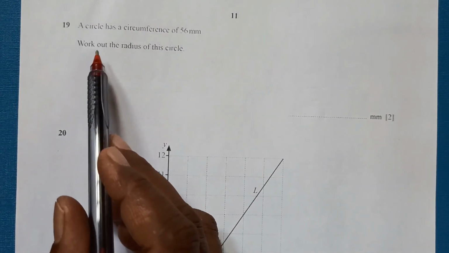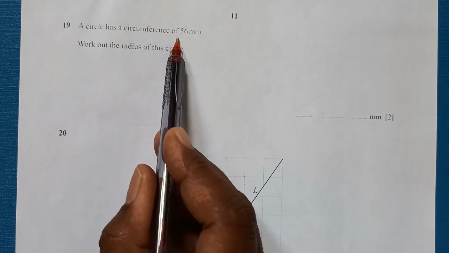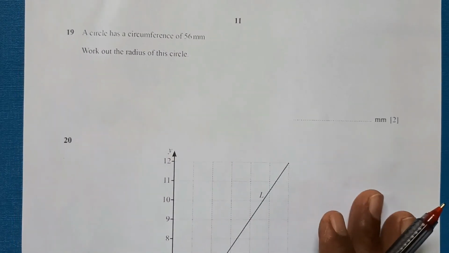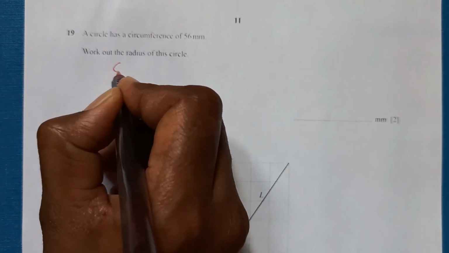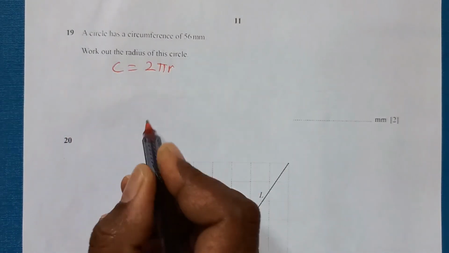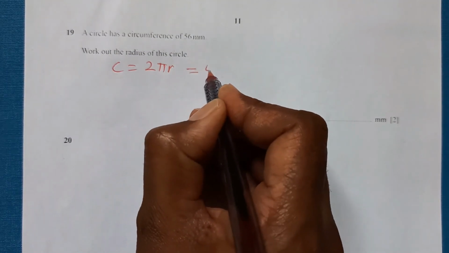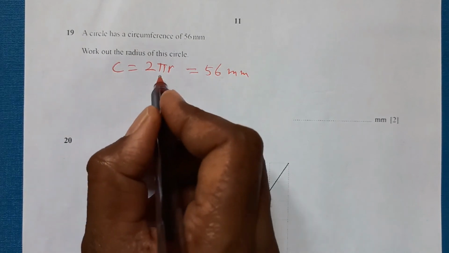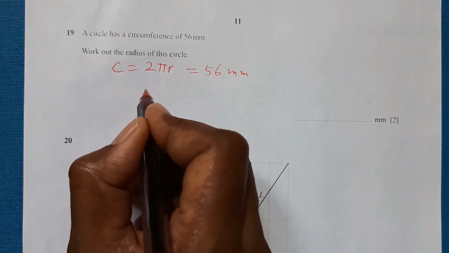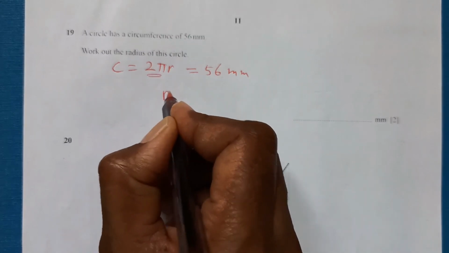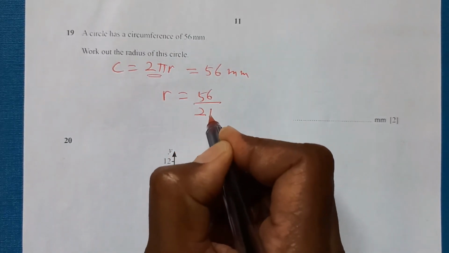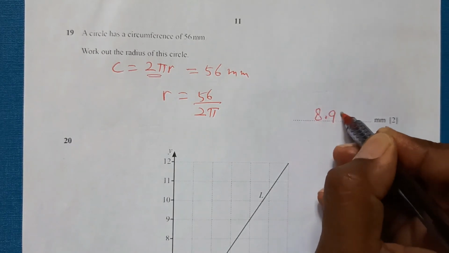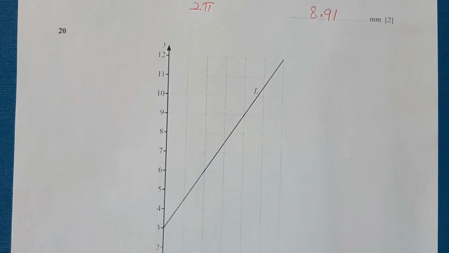Question 19. A circle has a circumference of 56 millimeters. Work out the radius of the circle. As you know, the formula of circumference of a circle is 2 pi r. So 2 pi r is given to us as 56 millimeters. Now we need the value of r. So we shift the 2 pi to the other side. r will be 56 over 2 pi. When you calculate this with the calculator, you will find it is 8.91 millimeters.